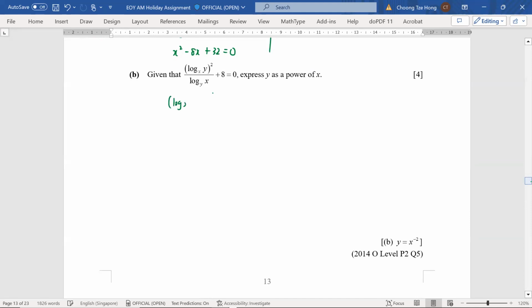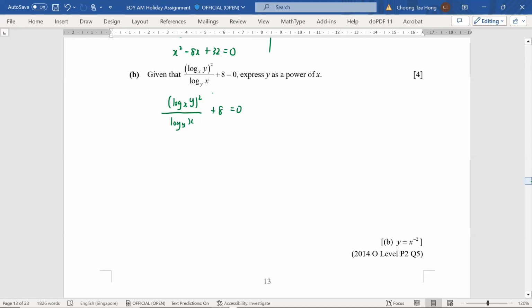So let's start over here, log base x of y squared over log base y of x plus 8 equals 0. Okay, so whenever I see a question like this, on top is base x, bottom is base y, my first thought will always be to change everything to the same base. In this case, I think it's easier to change the bottom to base x, because the top has a square, so I don't really want to disturb the square term.